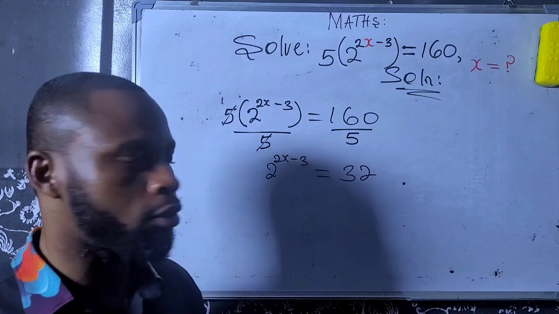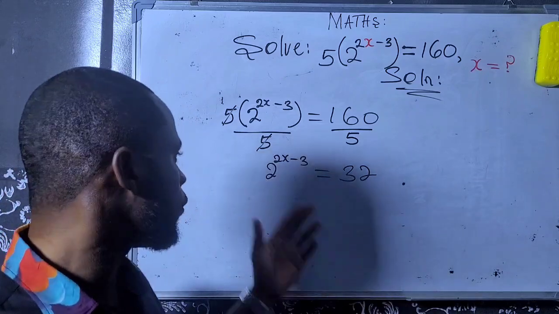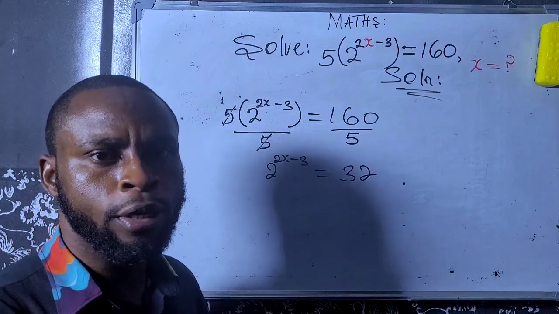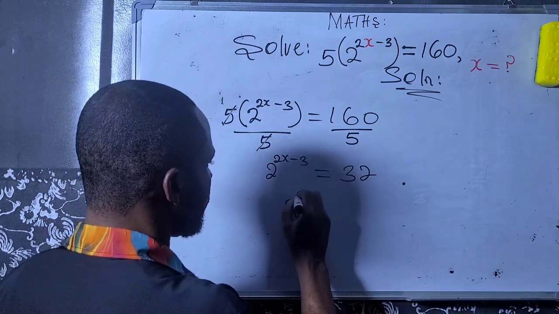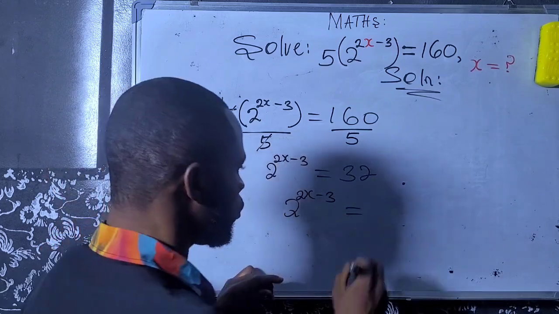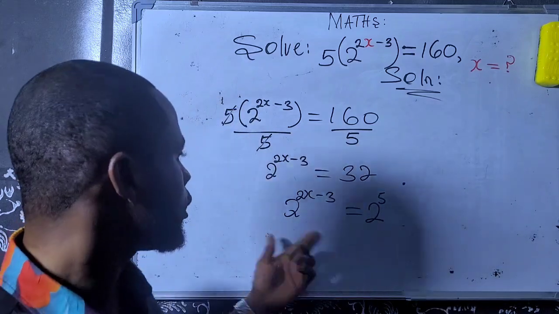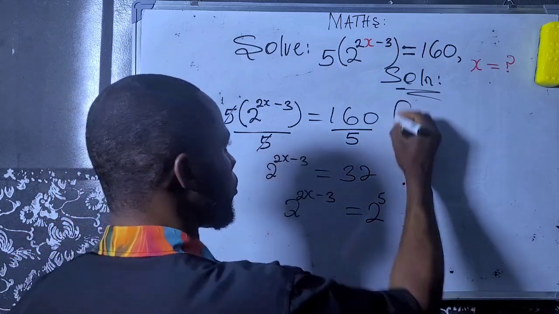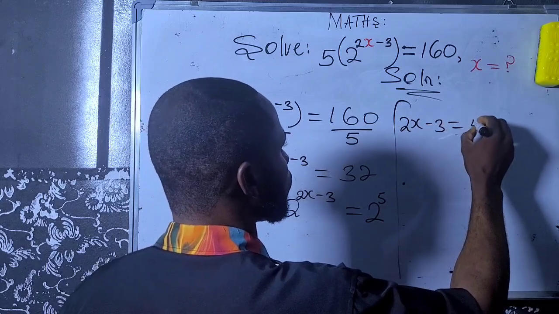Now, the next step to be considered is for you to express both sides of the equation in the same base. Here we have a common base of 2, and as such, we are going to express 32 in the same base of 2. The equation becomes 2 to the power of 2x minus 3 equals 2 to the power of 5, since 32 to base 2 gives 2 to the power of 5. Then, since the bases are the same, you are going to equate the powers. Therefore, we have here that 2x minus 3 equals 5.